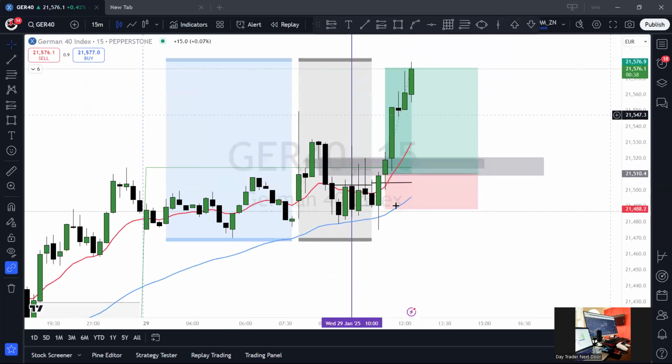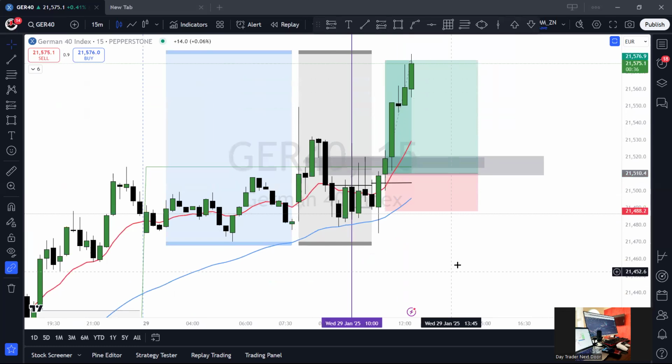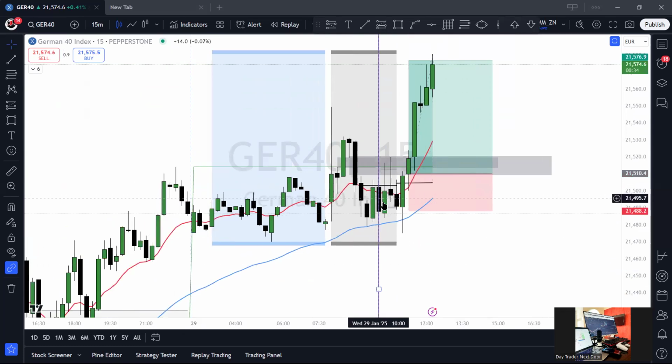All right, so 10 a.m. is when the London session opened. When we opened, I was watching price. We were on the 13 EMA on the H1, and I was just looking at these candles. I had nothing for the first hour. For the first four M15 candles, I had nothing. I was just watching price.